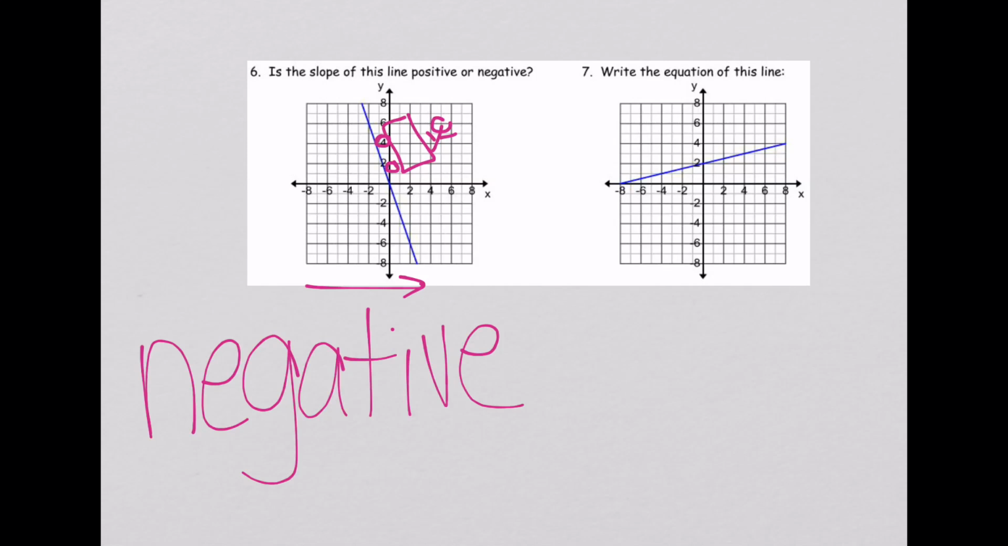Now write the equation of this line. Well, to write an equation of a line, we are going to use y equals mx plus b, with m as the slope and b as the y-intercept. It looks like my y-intercept is 2, so that's easy enough. And we're going to have y equals something x plus 2.